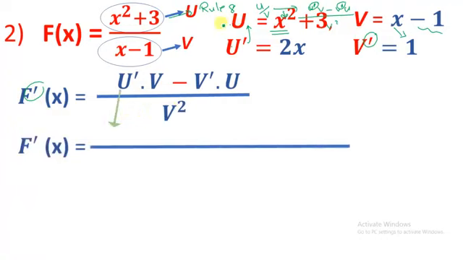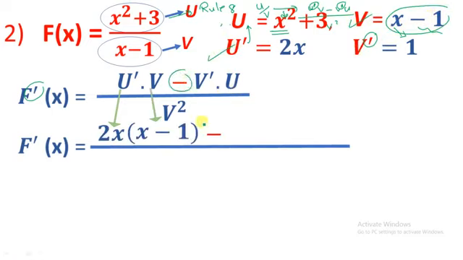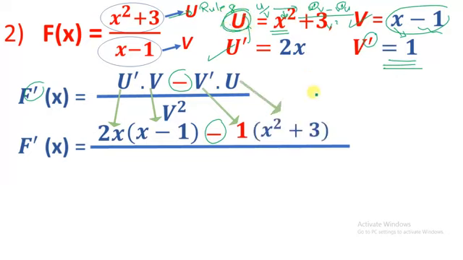f prime of x equals u prime, which is 2x, multiplied by v, which is x minus 1, minus v prime, which is 1, multiplied by u, which is x squared plus 3, over v squared. What is v? It is x minus 1. So over x minus 1 squared.